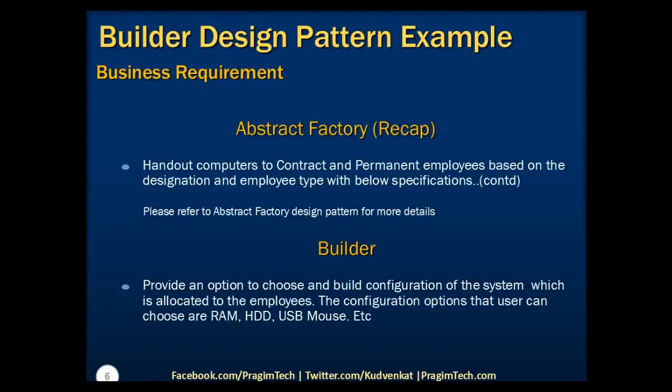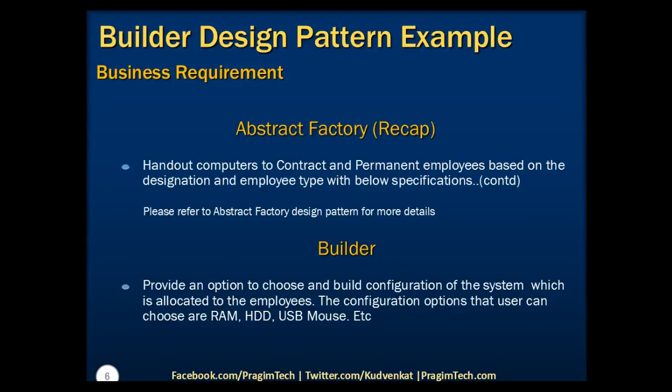Now, if you recap the previous session of the abstract factory design pattern, we implemented the business case to allocate computers to the contract and permanent employees based on the employee type by leveraging a specific set of rules during the employee creation. If you have not gone through the abstract factory example, we encourage you to view the tutorial before proceeding. Now let's consider a business requirement where a company provides an option to build the configurations of the system which is allocated to the employees.